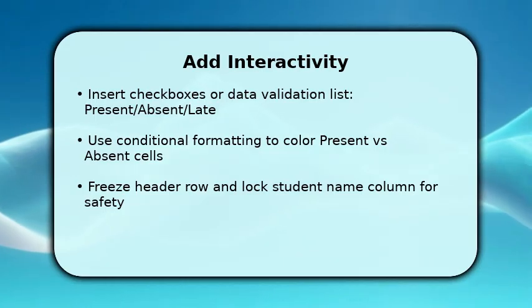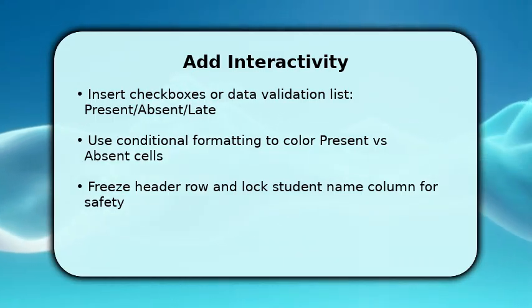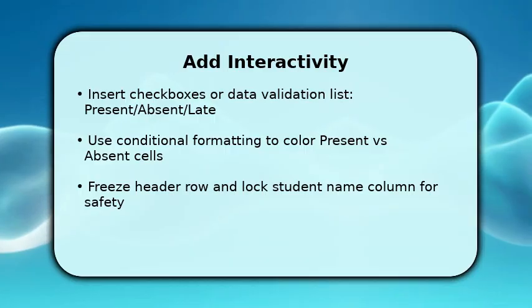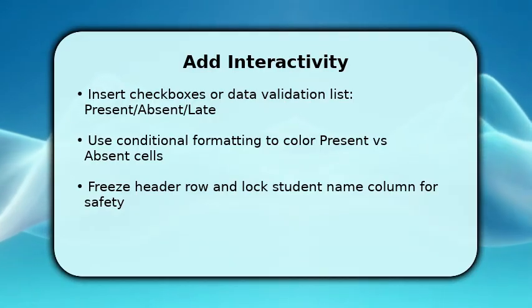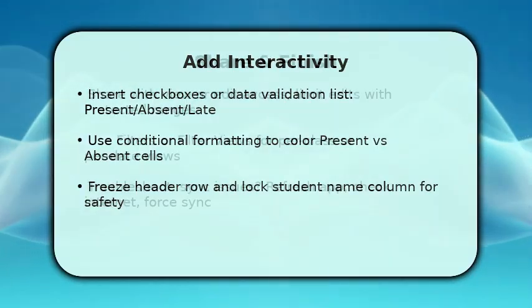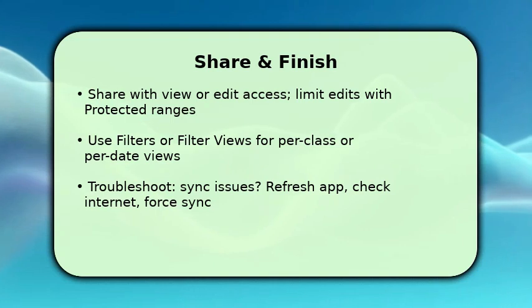Freeze the header row and protect the name column to avoid accidental edits. If you want timestamps, add a date. To finish, set sharing and access so colleagues can view or take attendance too. Give edit rights to trusted assistants and protect ranges, like names, to prevent accidental changes.